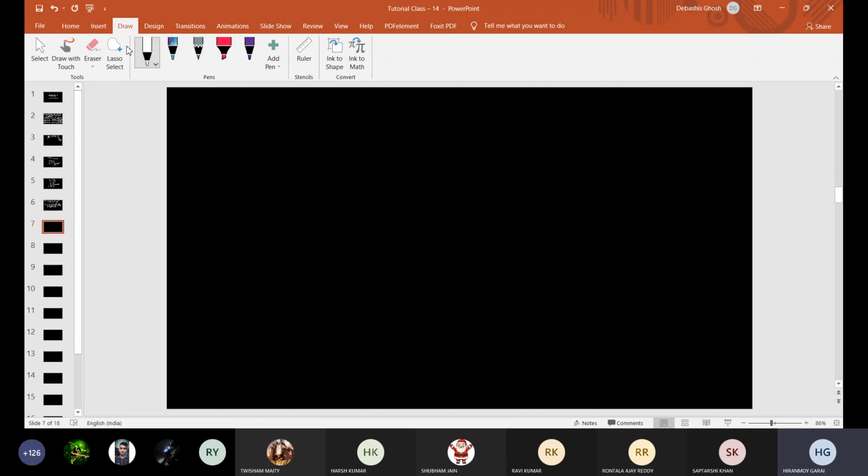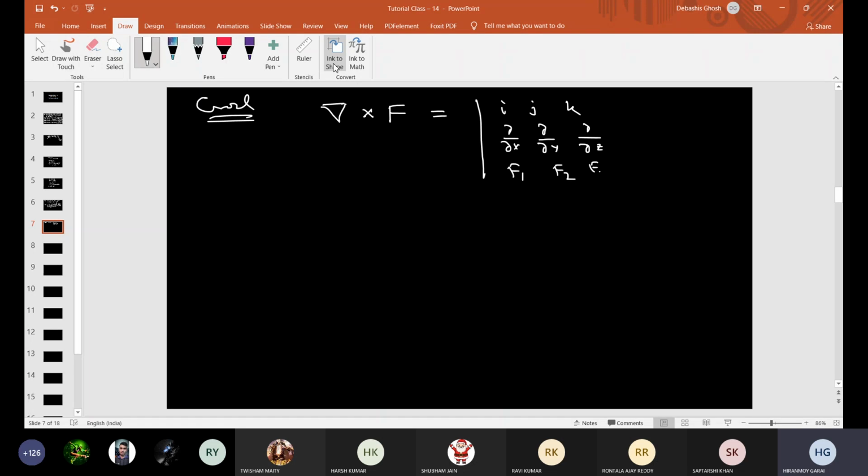So let's define that curl as the operator del cross f, which is defined to be the determinant with rows i, j, k; del/del x, del/del y, del/del z; and the first component f1, the jth component f2, and the kth component f3. Then we need to compute such a determinant, which will give you the curl of the vector valued function.